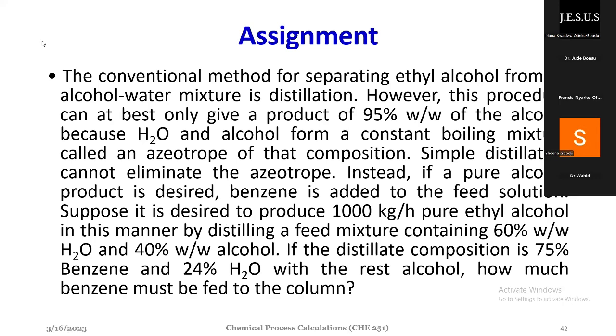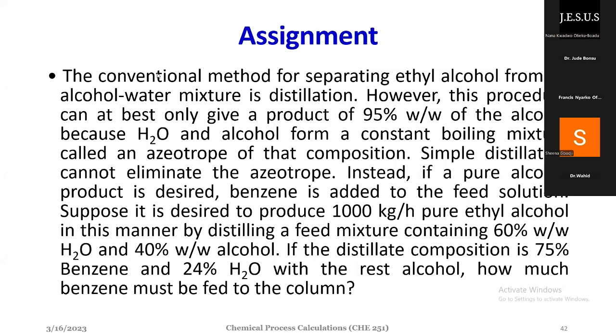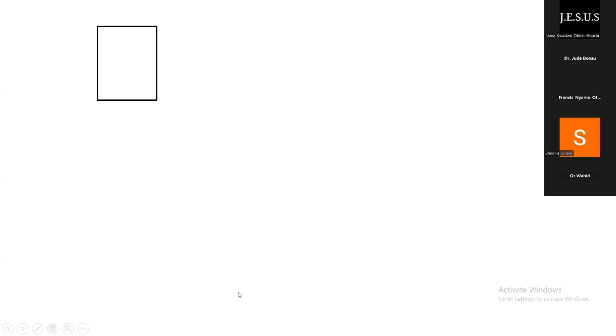So we first need our process unit here, which is our separator. Then our feed is an alcohol and water mixture, and they gave the composition for the feed mixture. It contains 60 weight percent of water and 40 weight percent of alcohol. Now the question goes ahead to say that the distillate composition is 75% benzene and 24% water, with the rest being alcohol. How much benzene must be fed to it?